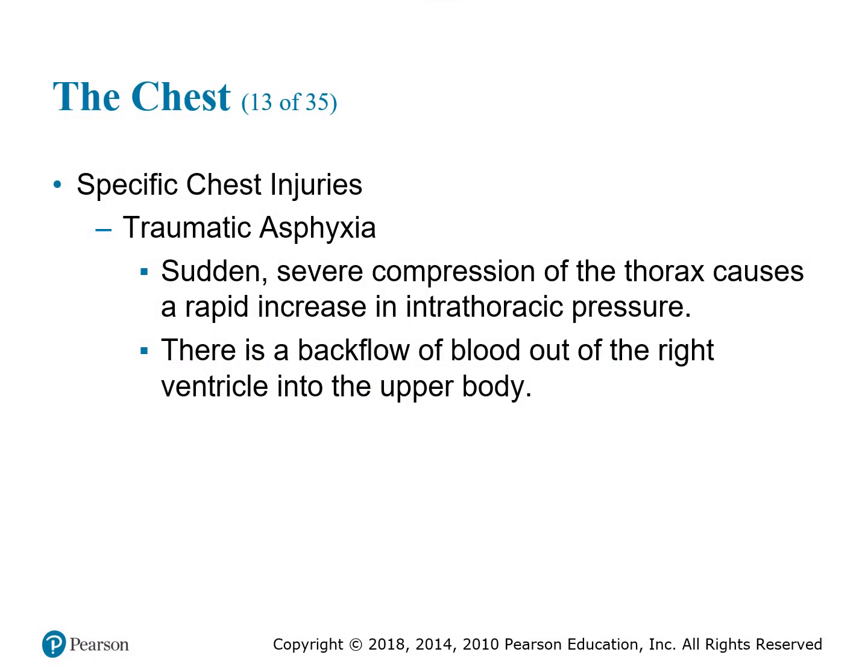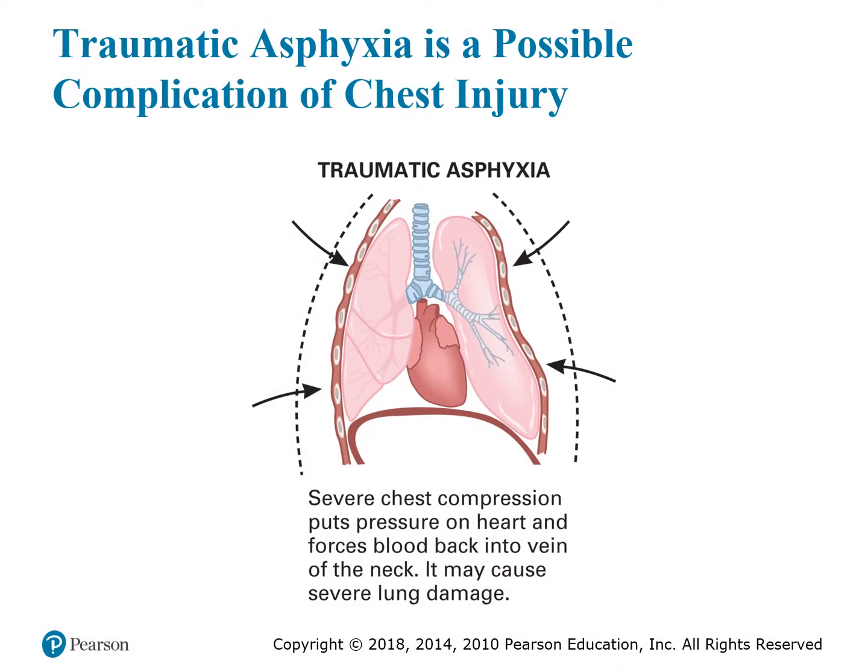Traumatic asphyxia is a sudden severe compression of the thorax, which causes a rapid increase in intrathoracic pressure. There is a backflow of blood out of the right ventricle into the upper body. Severe chest compression puts pressure on the heart and forces blood back into the veins of the neck. This may actually cause severe lung damage.